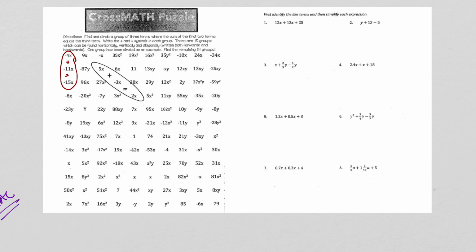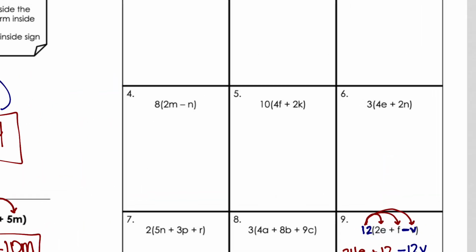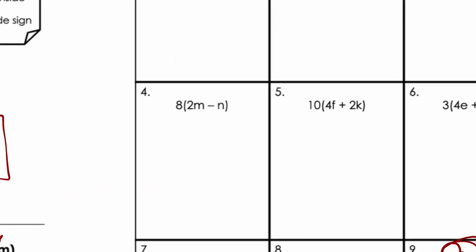What's your question? On number 4, is the n? Ooh, yeah, that is another one. On number 4, we're going to take 8 times 2m and 8 times negative n. Good catch. Any other questions?